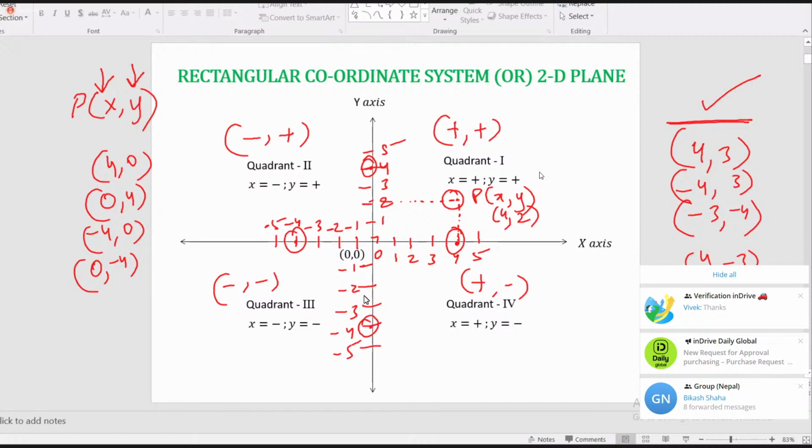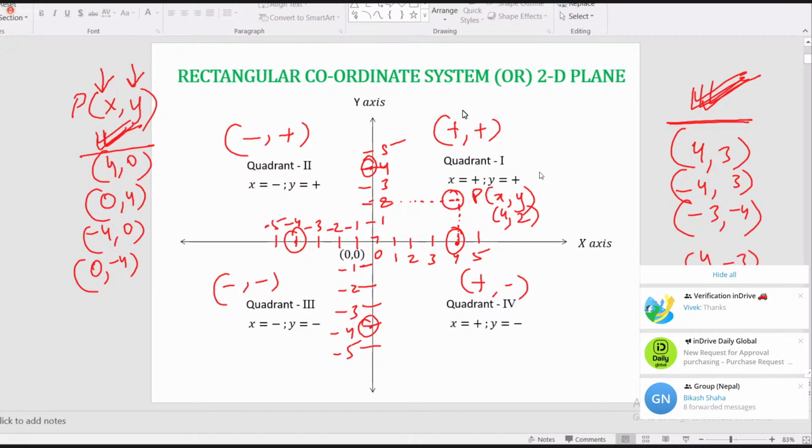So the point and the objective out here is that these will be the 4 set of points which will lie on the axis and it will never lie inside the quadrant. So what is very important to notice out here is that these are the set of points which will lie inside the quadrant and these are the set of points which will lie on the axis.